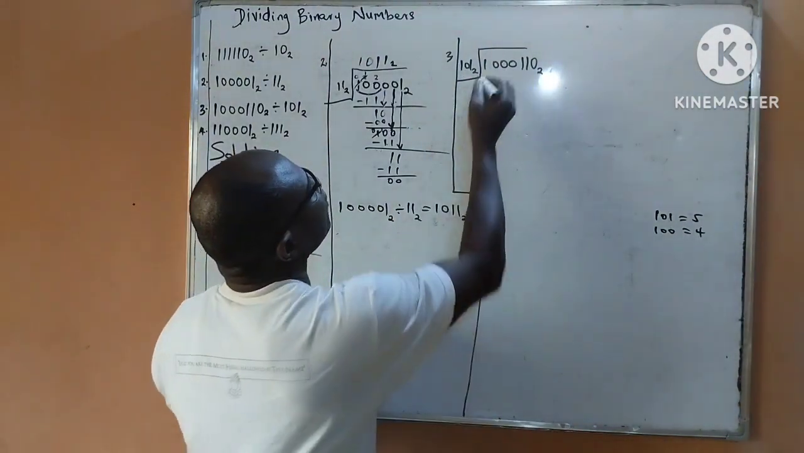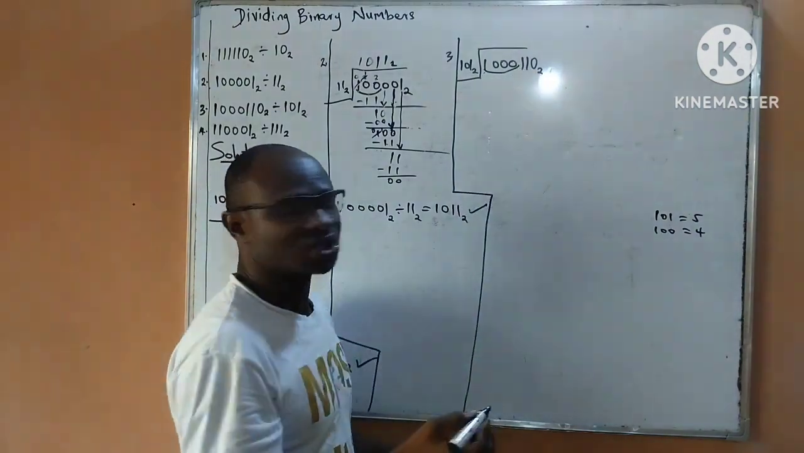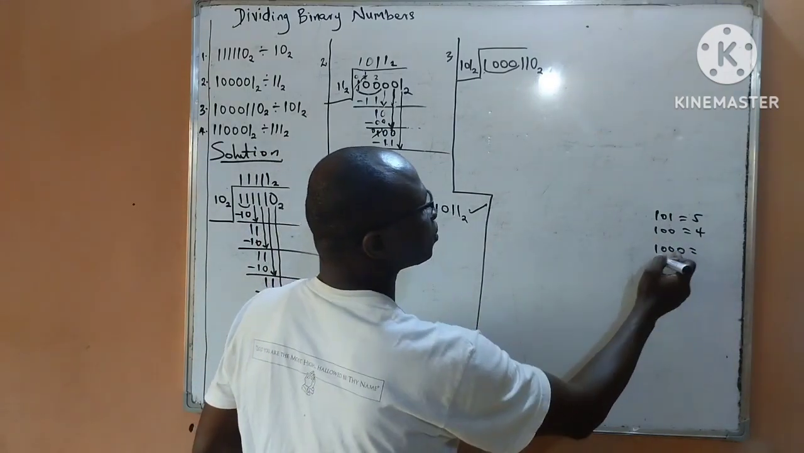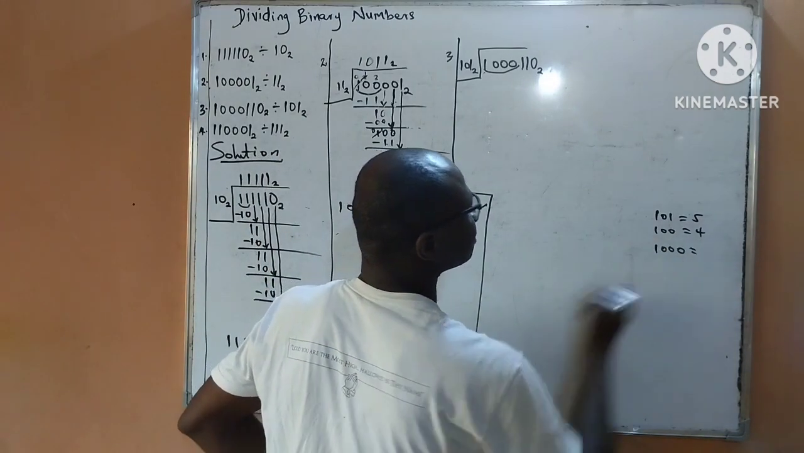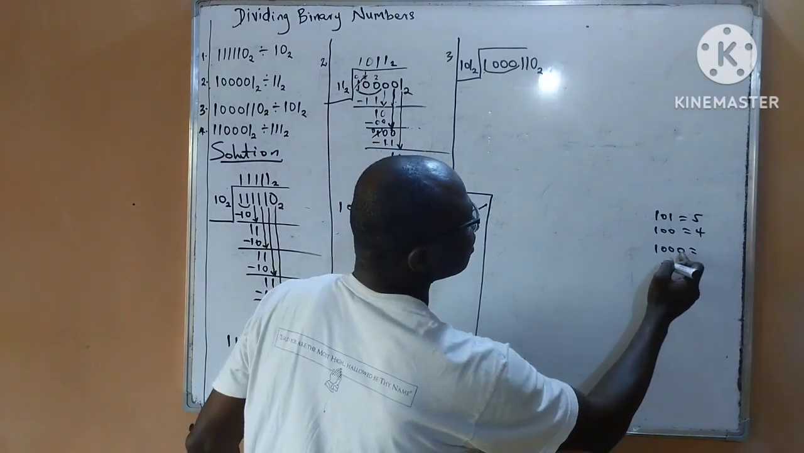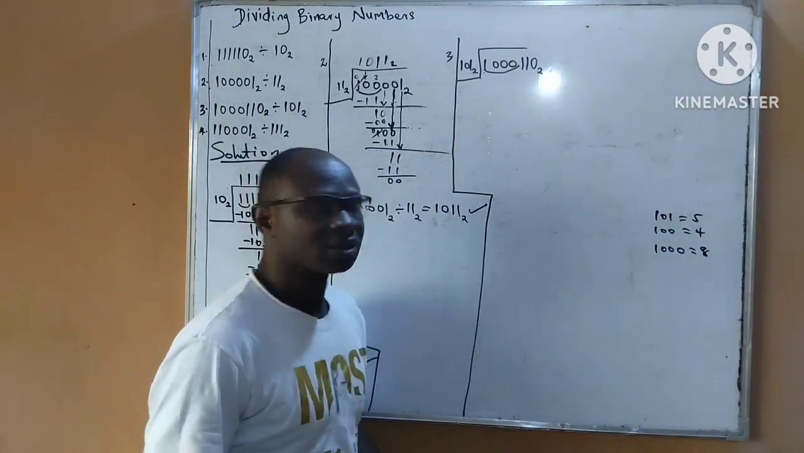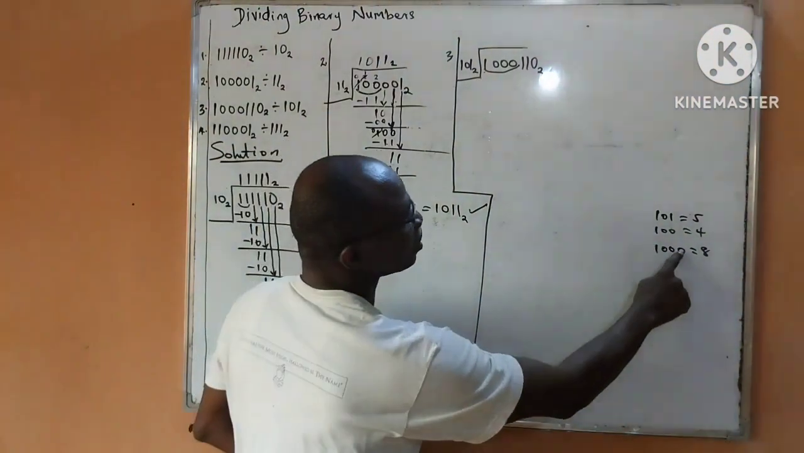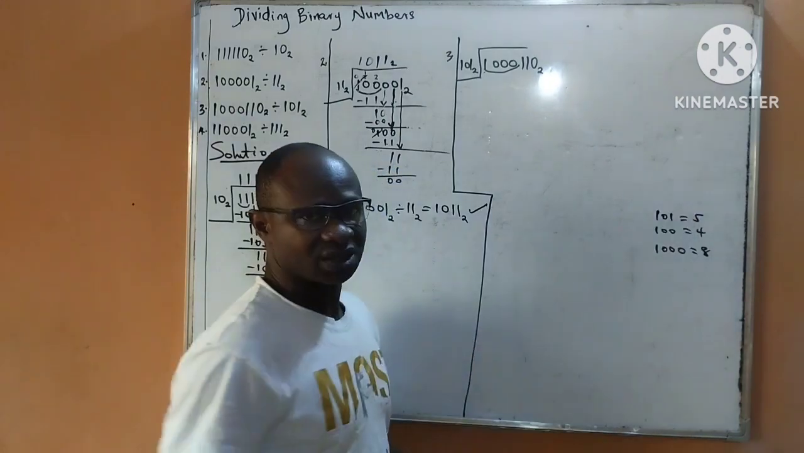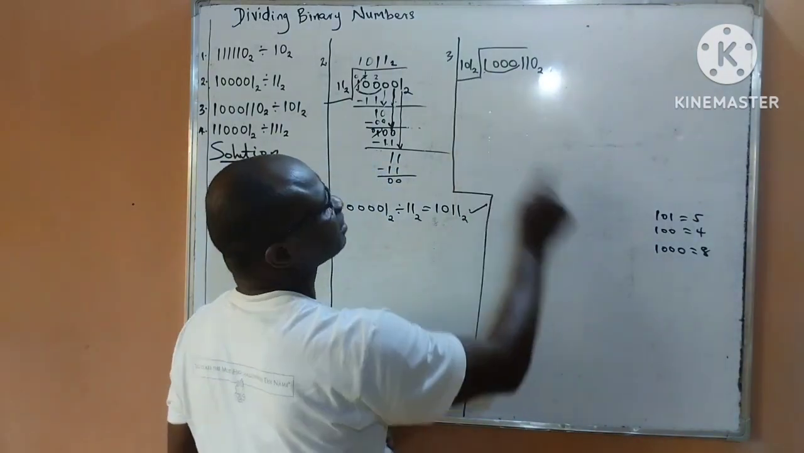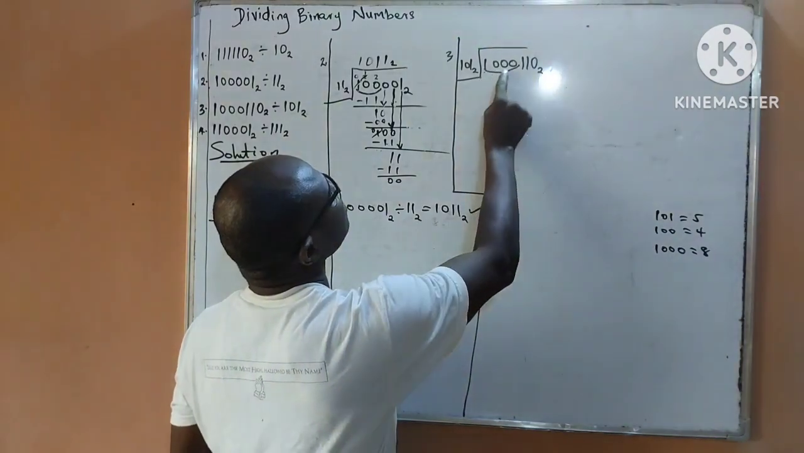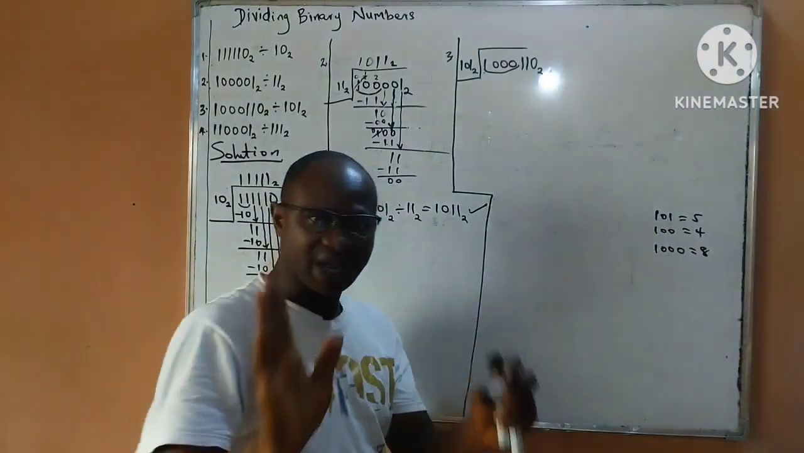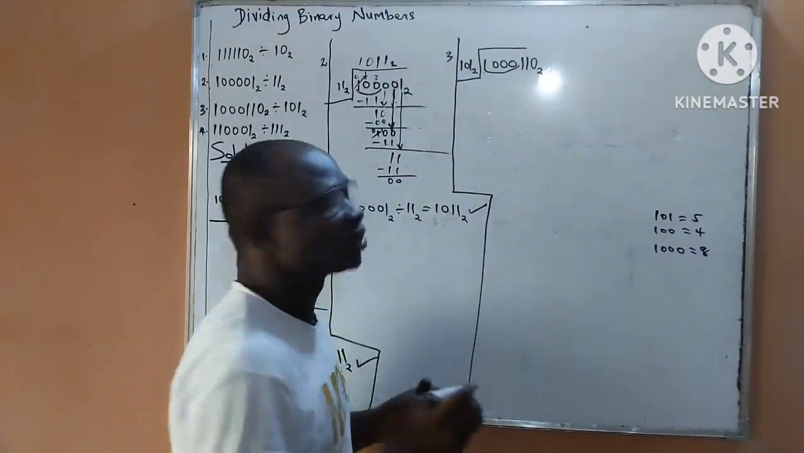So I'm going to take the first 4 digits. That is 1000. That is now equal to 0, 1, 2, 3. That is about 2 raised to the power 3, 8. Okay, that is 8. Now I can divide 1000, which is 8, by 101, which is 5. It is now proper. So dividing it, it can go now.